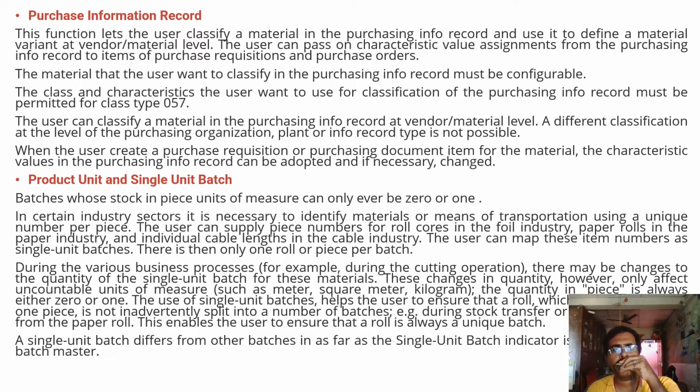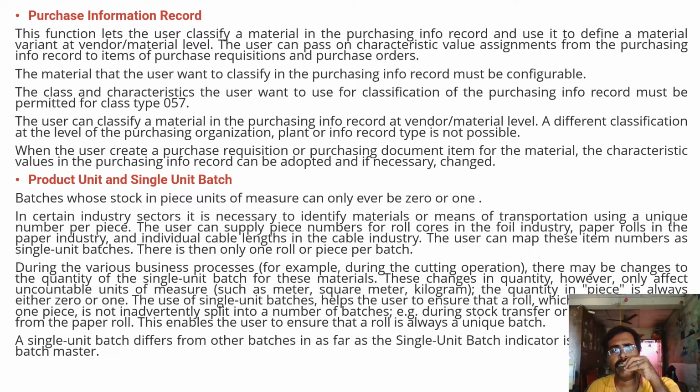Product unit and the single unit batch. Batches whose stock is in piece unit of measure can only ever be 0 or 1. In certain industry sectors, it is necessary to identify materials or means of transportation using a unique piece number to track the particular transportation of material. The user can supply piece numbers for roll cores in the foil industry, paper rolls in the paper industry, and individual cable lengths in the cable industry. The user can map these item numbers as single unit batches. There is then only one roll or piece per batch.